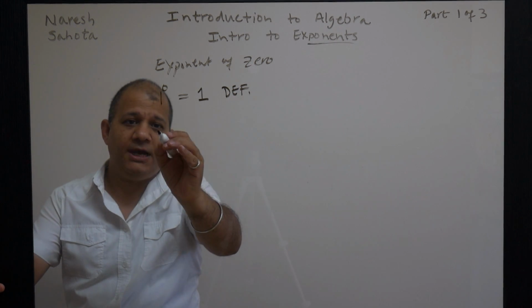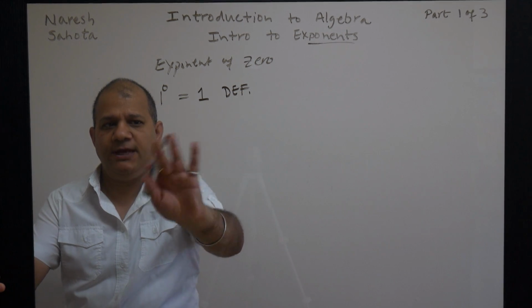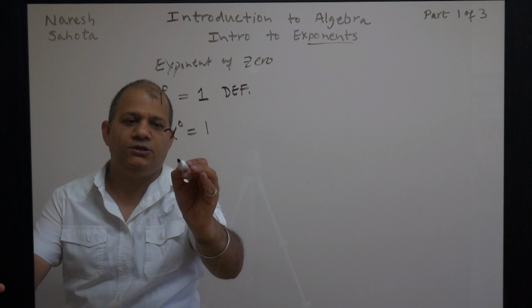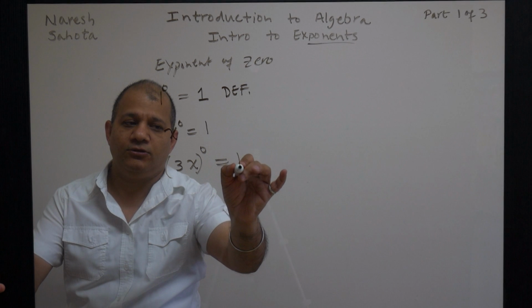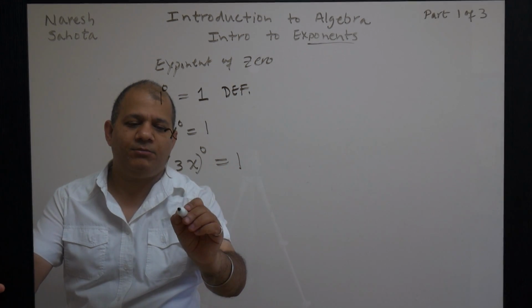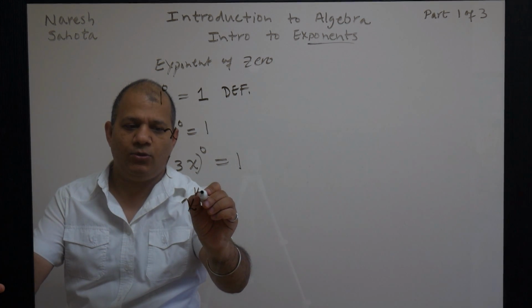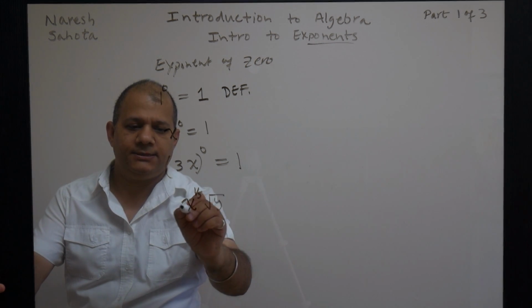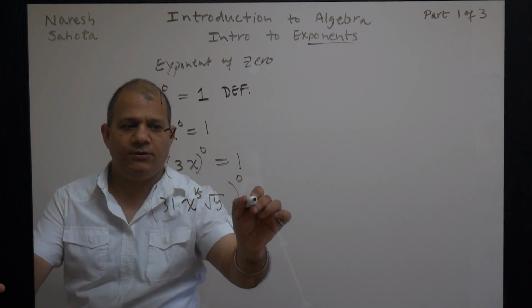Before I do a number, let's just do a variable. X to the 0, that's going to be 1. So what if I have 3x raised to the exponent 0? That is also going to be 1. What if I make up something really complex or weird looking? So let's say x raised to the exponent 1 over 5, square root of y, and then let's put 31 in front, and then we raise the whole thing to the exponent 0.